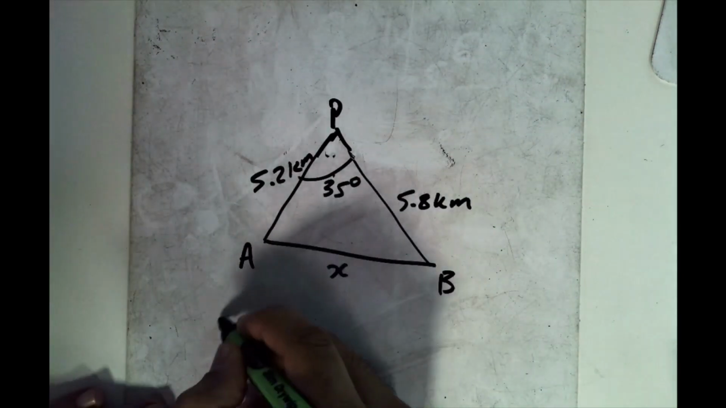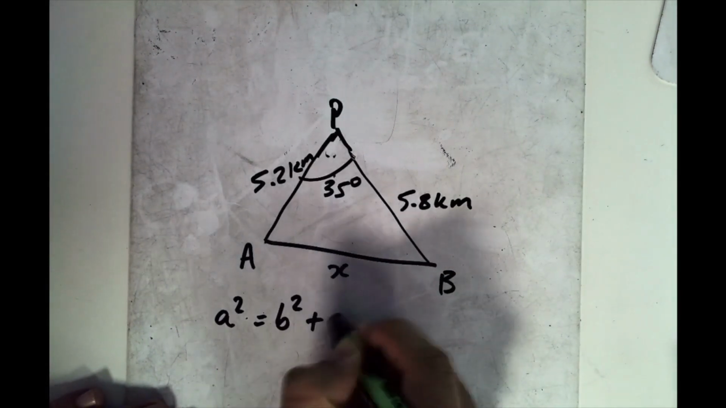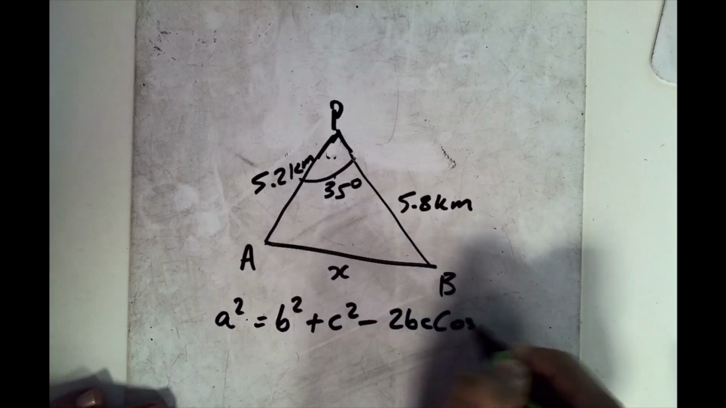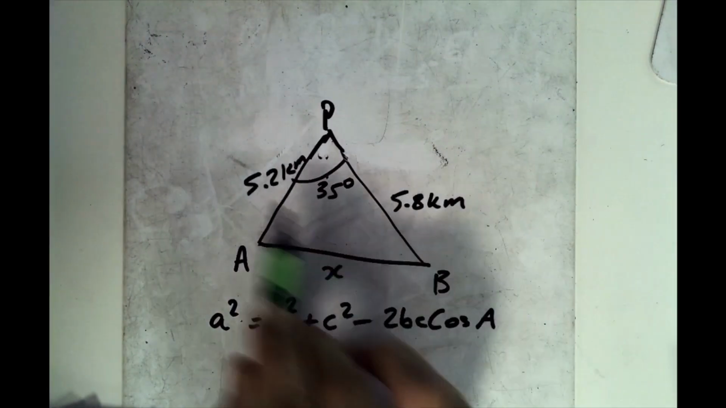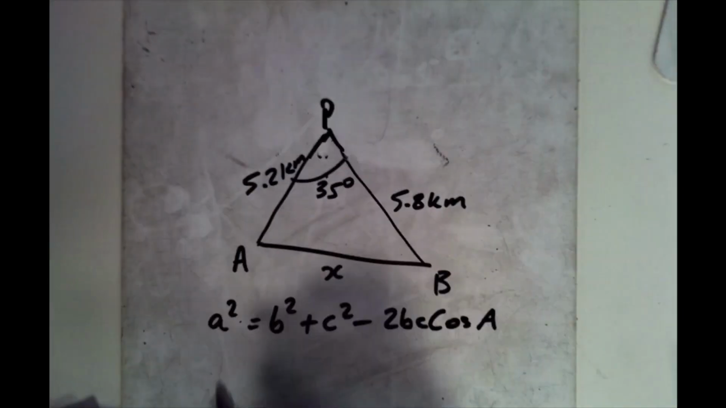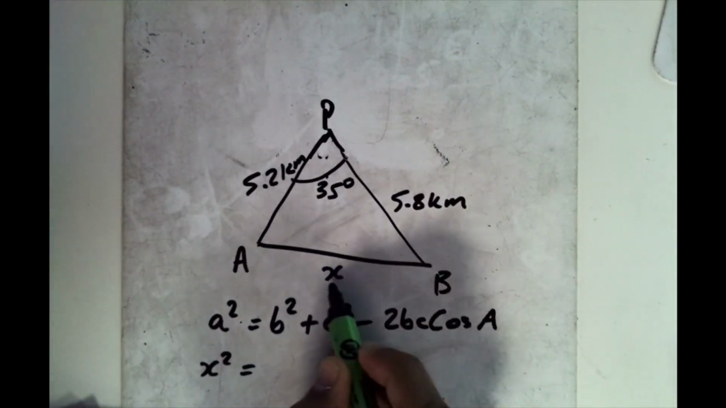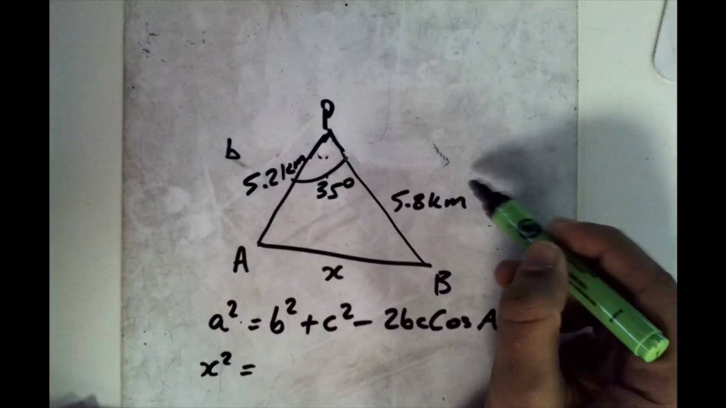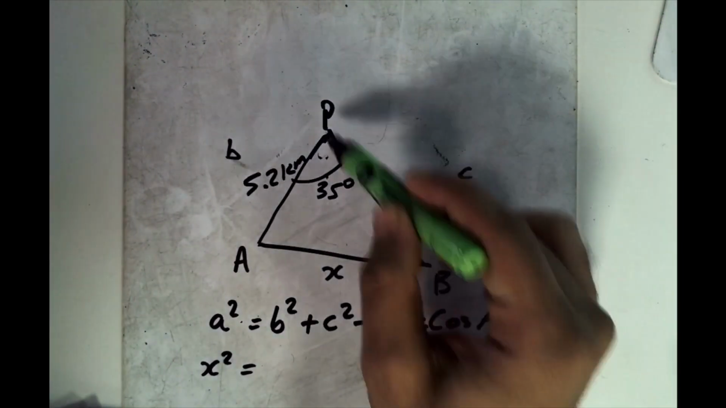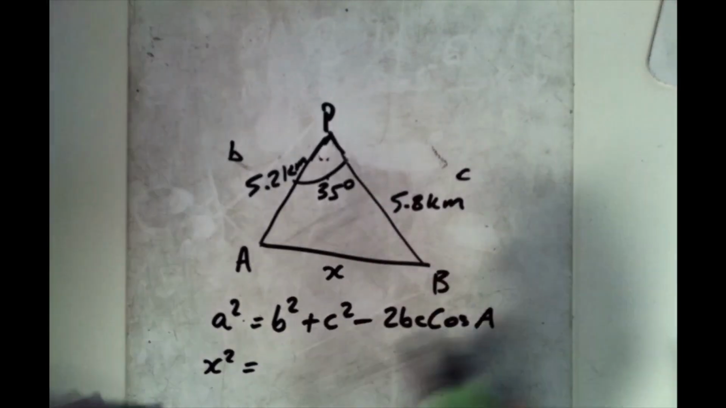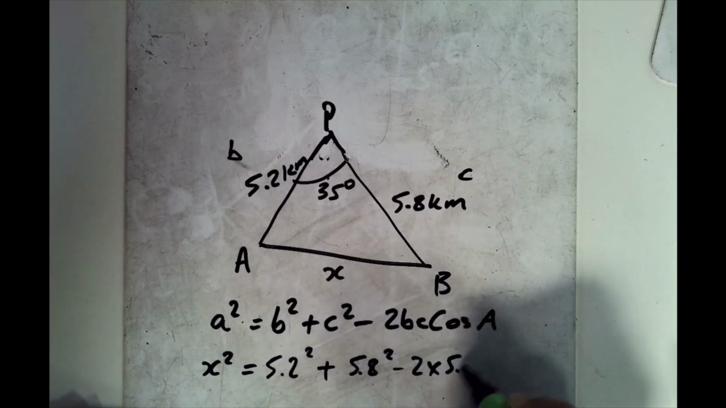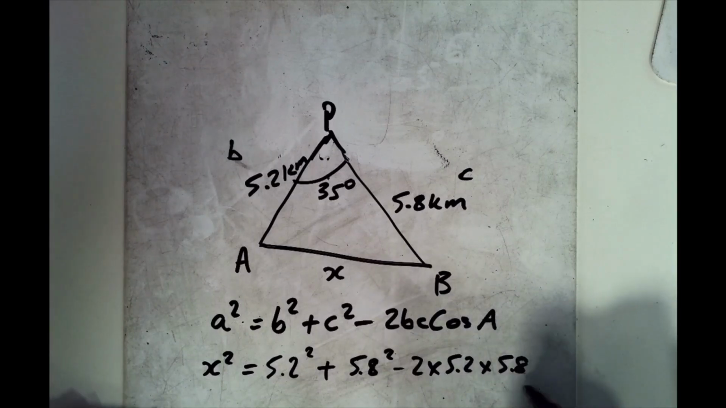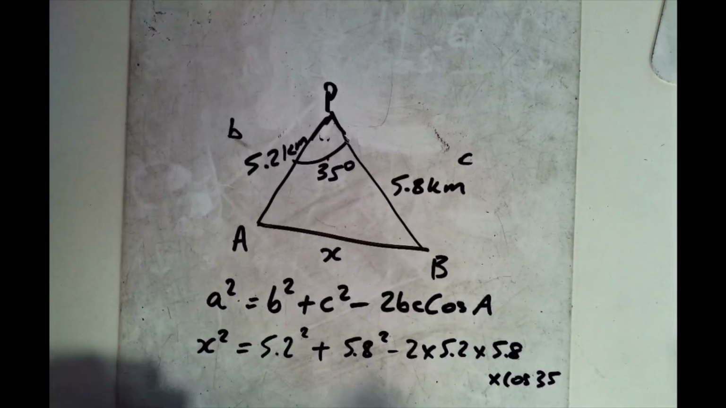So, the formula that we should know is a squared equals b squared plus c squared minus 2bc cos A. And remember what I told you, it doesn't actually matter what the letters are. What you're thinking about is the two sides you know and the angle between. So, x squared, the one that I'm working out, let's call this one b, let's call this one c, and this, which I know is called P, that's my angle A. So 5.2 squared plus 5.8 squared minus 2 times 5.2 times 5.8, I'm running out of space here, times cos 35. Now you need to put that in your calculator.